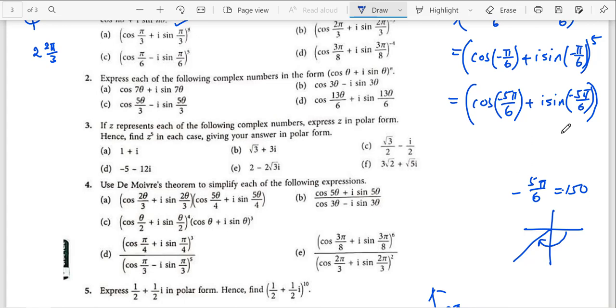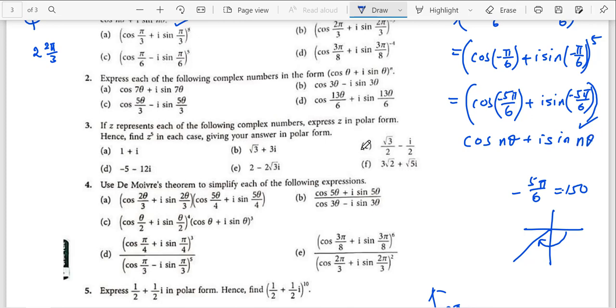Because they say cos n theta plus i sin n theta, right? You just write the answer like this. Because you look at the question again: do I need to take the negative outside here? No need, because the question mentioned you must write it as cos n theta plus i sin n theta.